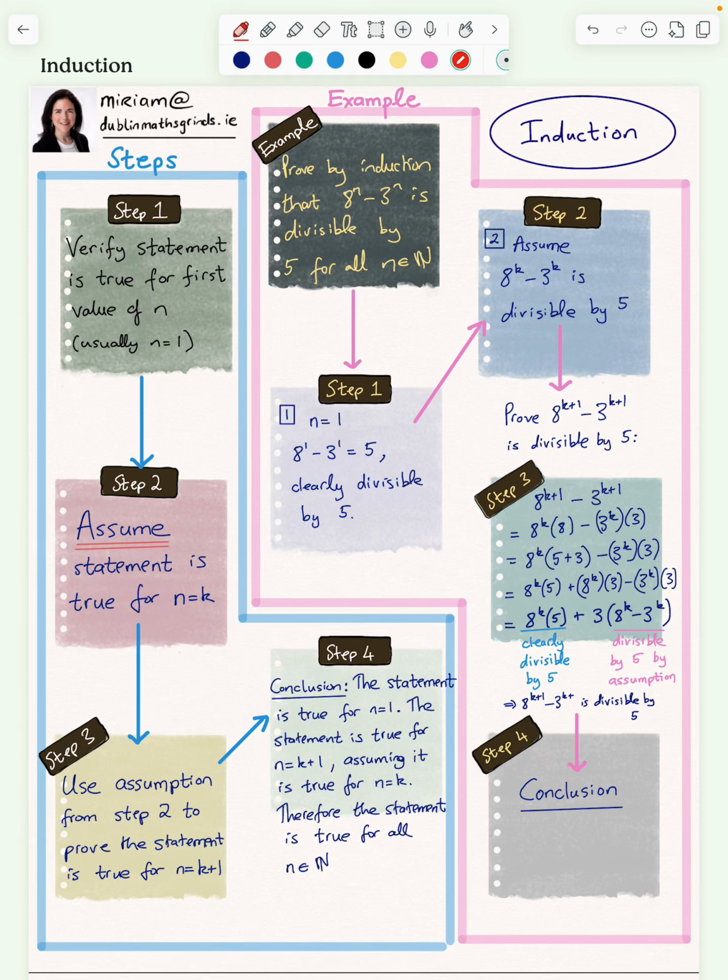Hello everyone, this is a very brief summary of proof by induction. On the left I have the steps that you follow in every proof by induction, so they're very general, and on the right I have one example. There are a few different types of problems that you need to solve by induction.